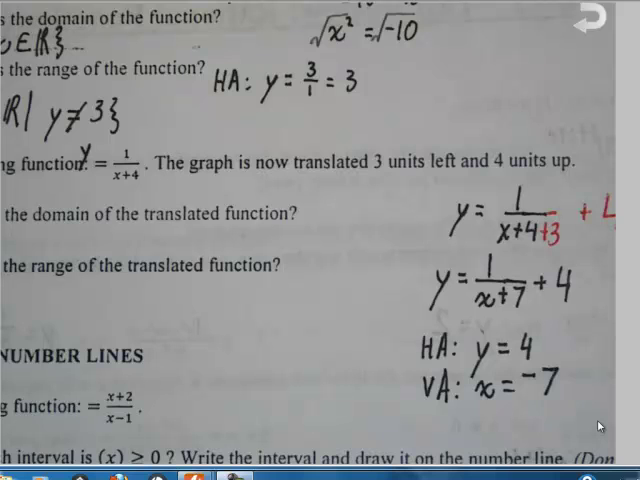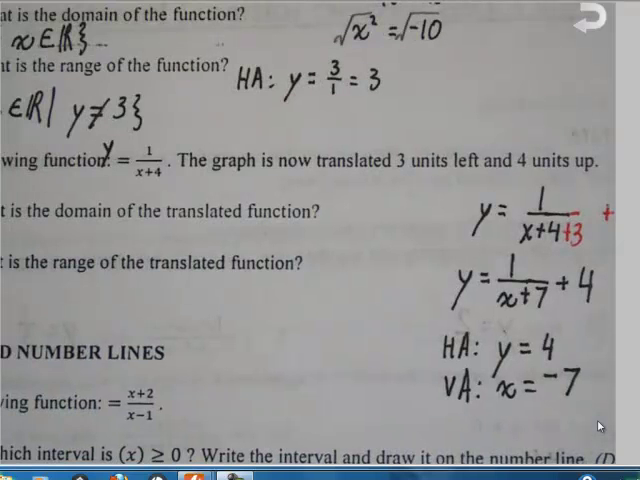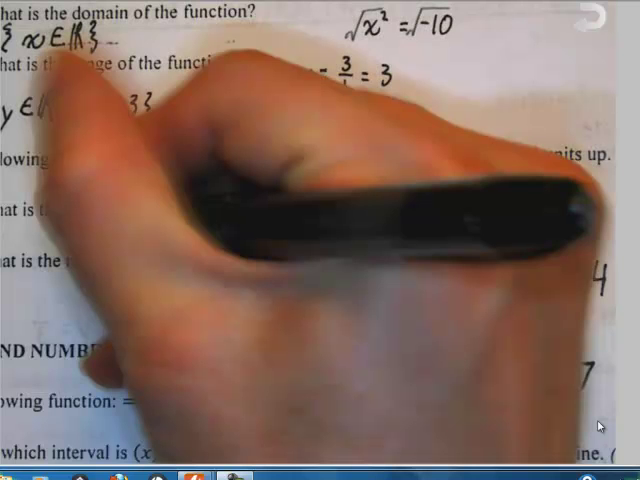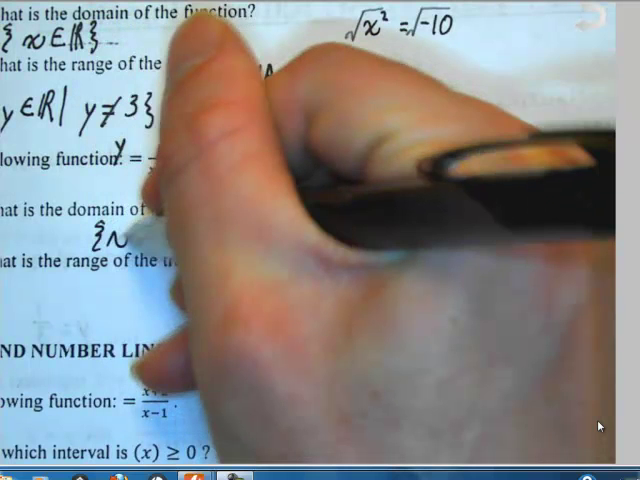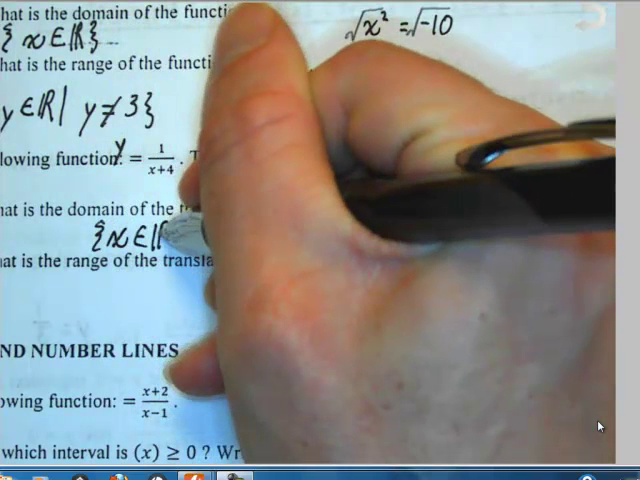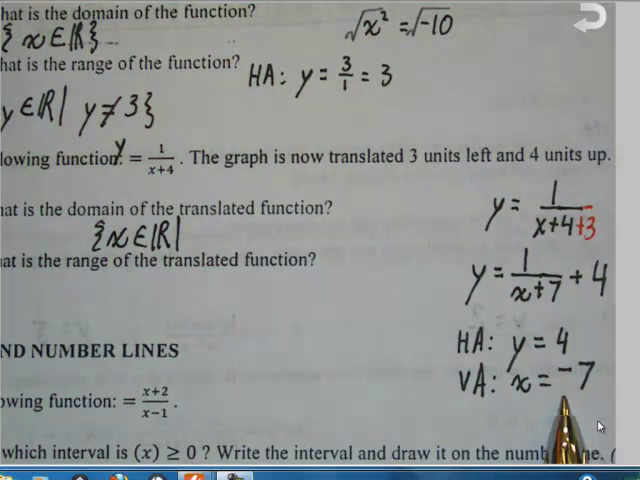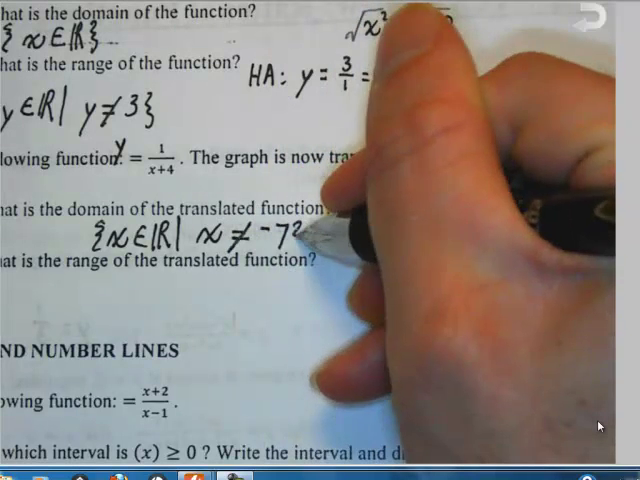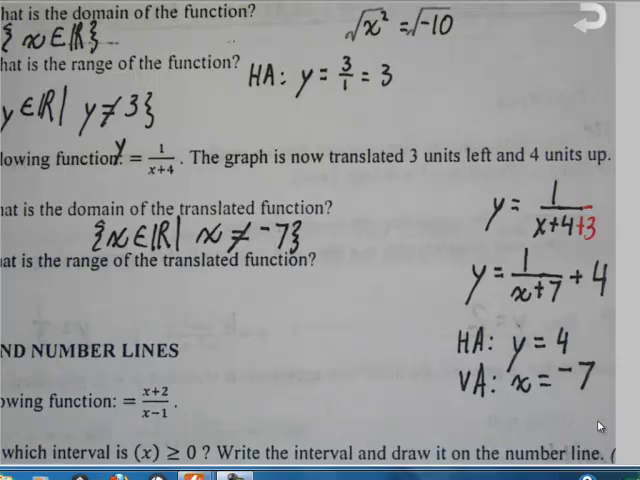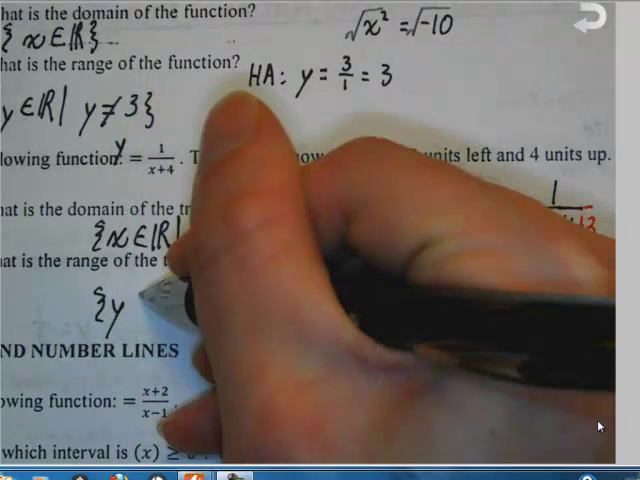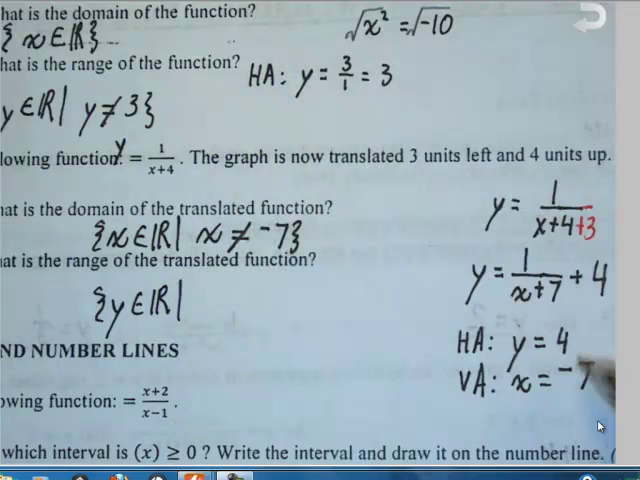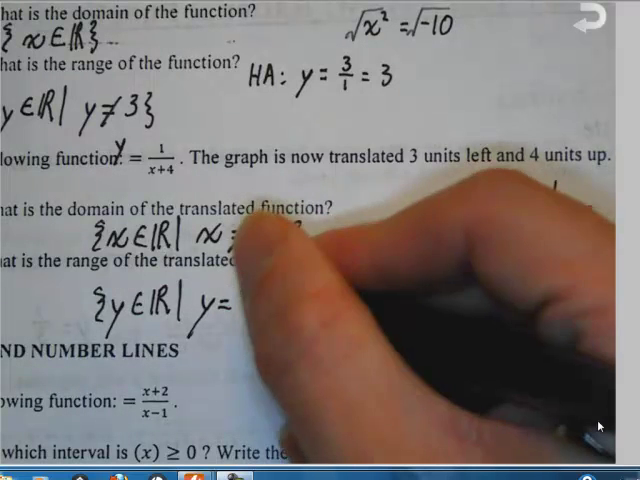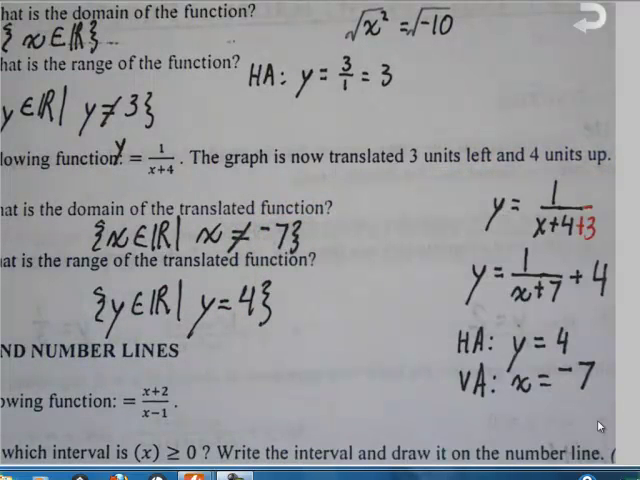Now, your domain and your range are the sets where the asymptote is not. So the domain of the translated function is the set of x such that x is real, but x does not equal negative 7. The range of the translated function is the set of y such that y is real, but y does not equal 4. And that's it. All you have to do is find the asymptotes.